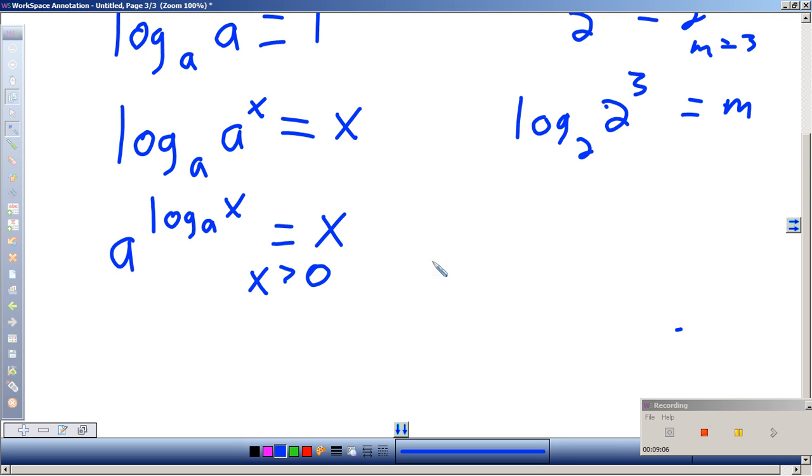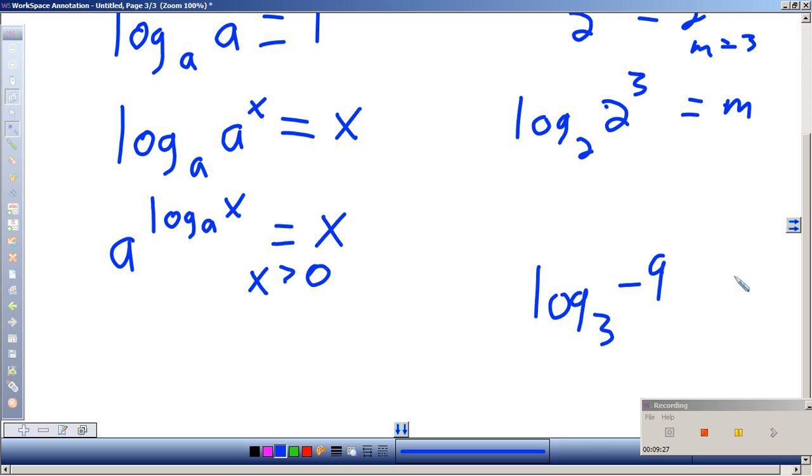Now, why do I have to say that? Let's do a little problem here. Log base 3 of negative, let's say negative 9. 3 raised to what power is negative 9? We've got a problem here, right?